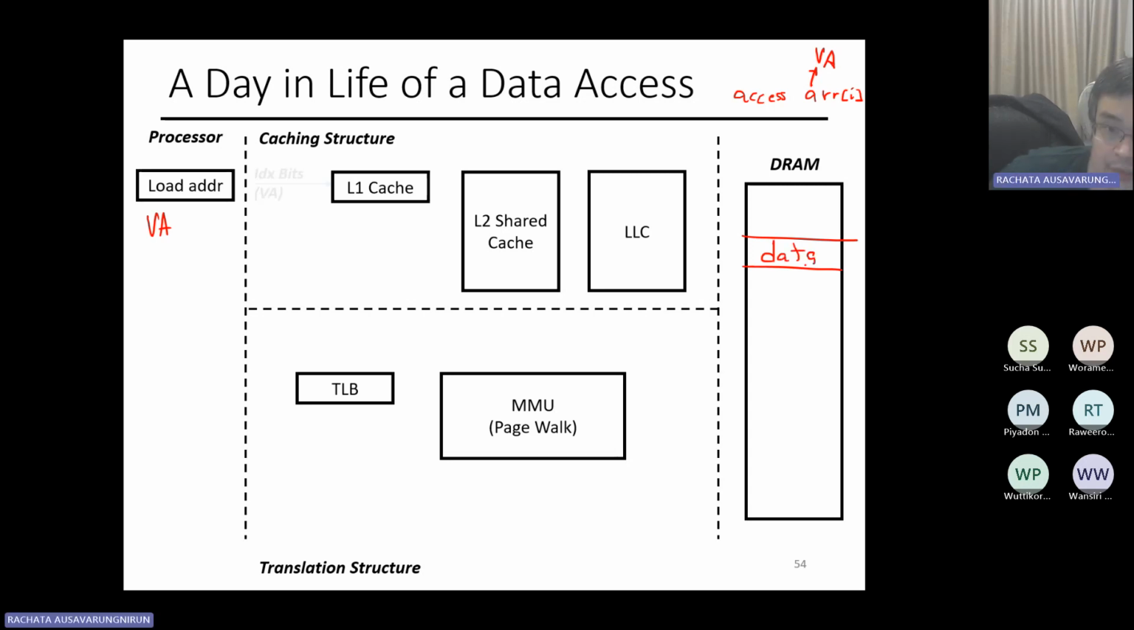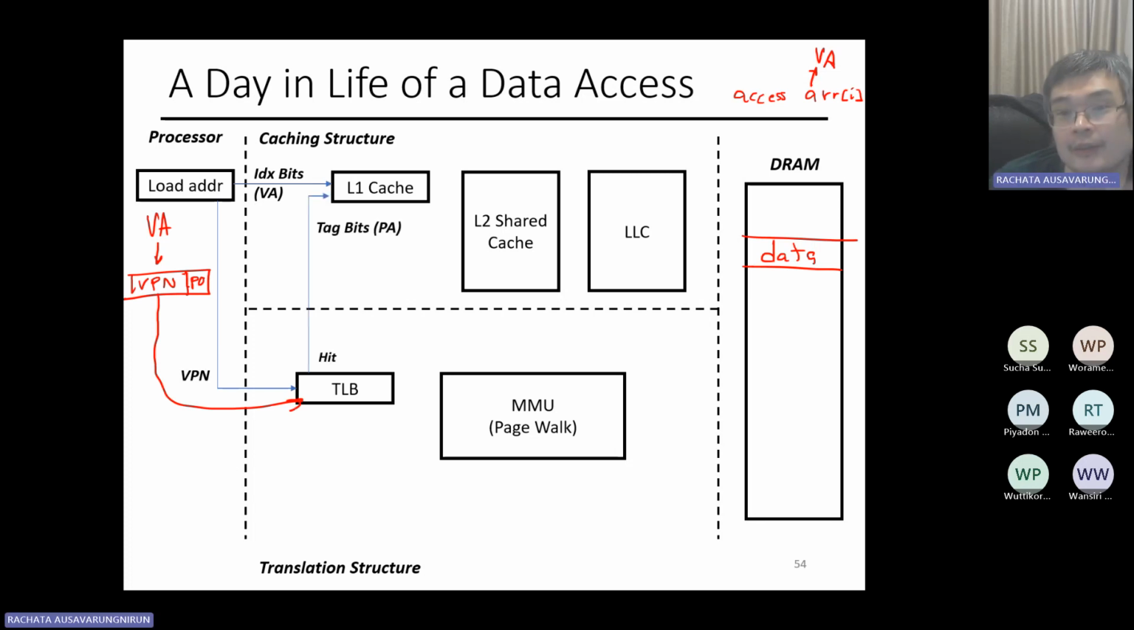All right. So here's what happens. You would use the virtual address, the index bits, to go into the L1 cache. At the same time, the virtual address will be used to check the virtual page number, the address without the page offset. So the virtual address will be broken down into, again, the virtual page number and the page offset. You take this and check with the TLB. If it's a hit, you now have the physical address.